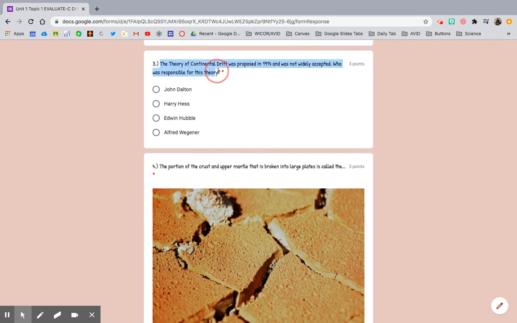Okay, number 3, the theory of continental drift was proposed in 1914 and was not widely accepted. Who was responsible for this theory? And this is a 3-point question. Is it John Dalton, Harry Hess, Edwin Hubble, or Alfred Wegener?